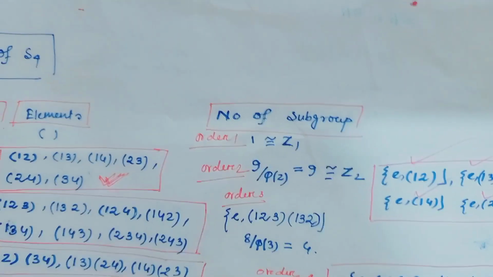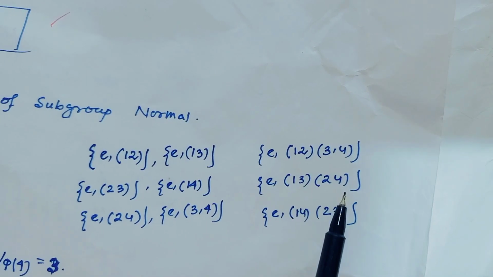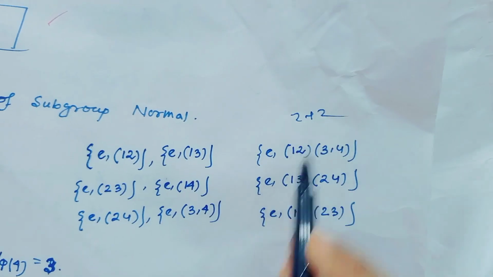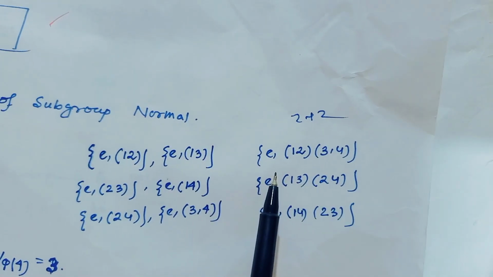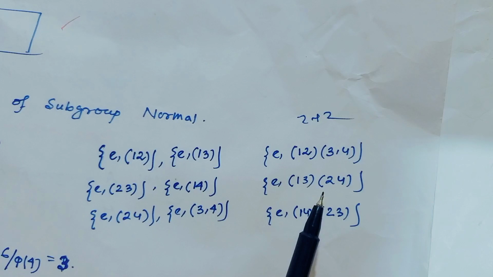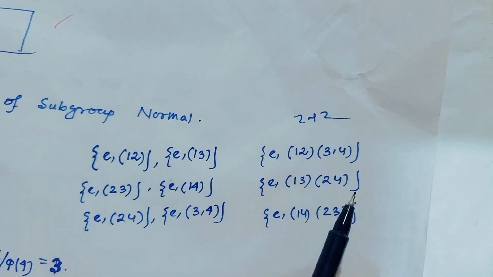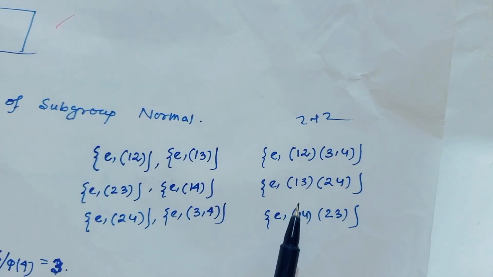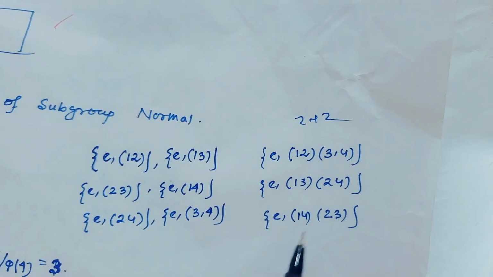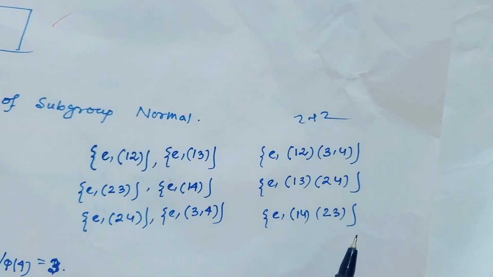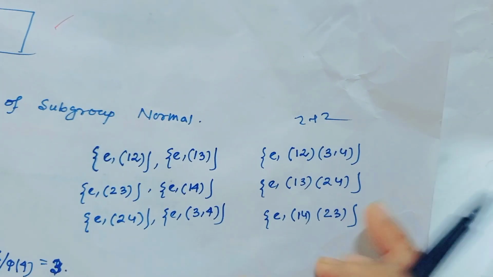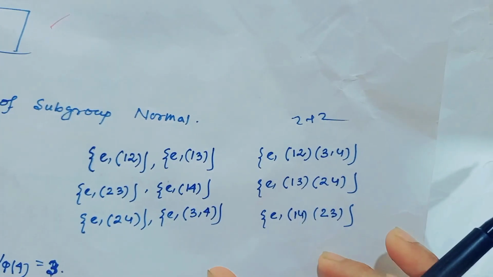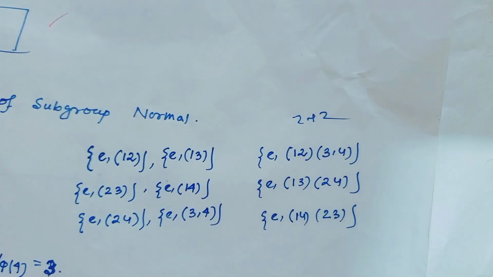And another cycle type in S4: when the cycle type is 2 plus 2, then the subgroup looks like the set containing the elements identity, (1 2)(3 4), or the subgroup looks like identity, (1 3)(2 4), or identity, (1 4)(2 3). When the cycle type is 2 cross 2, then we can construct this type of subgroups.